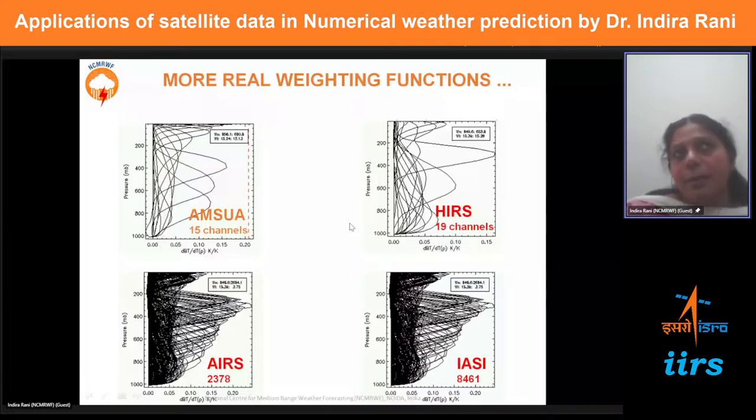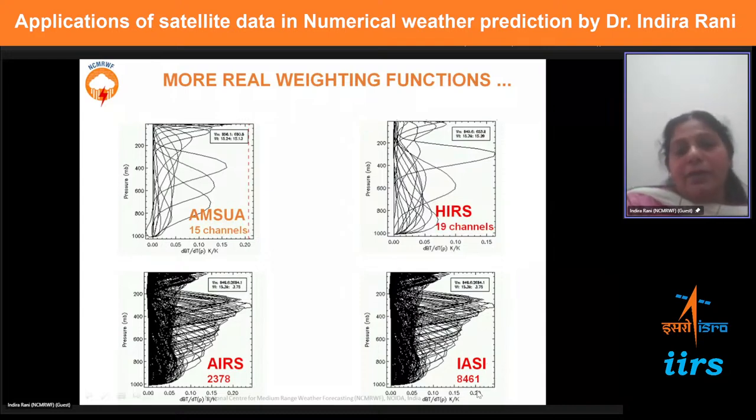So hyperspectral means the number of channels is more than 1,000. IASI and CrIS are two of the hyperspectral instruments that we are currently using in the NWP simulation. IASI has 8,461 channels, and CrIS has 2,378 channels.